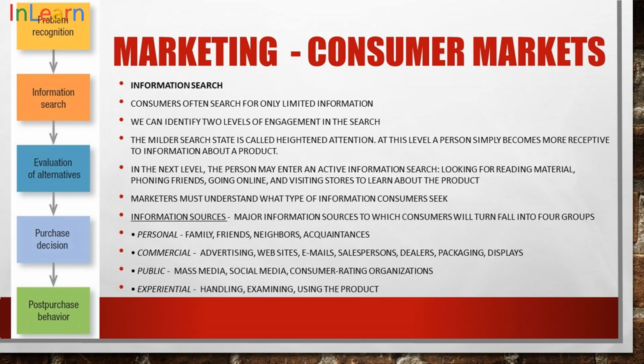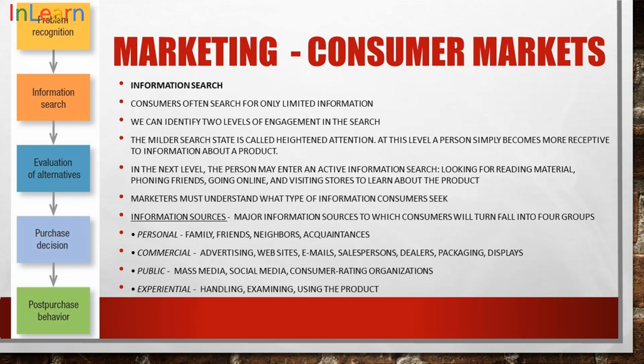Information search. Consumers often search for only limited information. We can identify 2 levels of engagement in the search. The milder search state is called heightened attention. At this level, a person simply becomes more receptive to information about a product. In the next level, the person may enter an active information search, looking for reading material, phoning friends, going online, and visiting stores to learn about the product. Marketers must understand what type of information consumers seek.